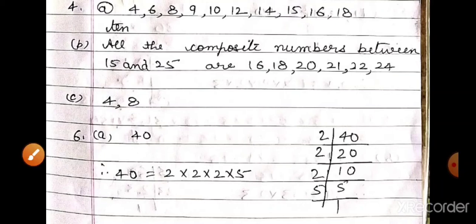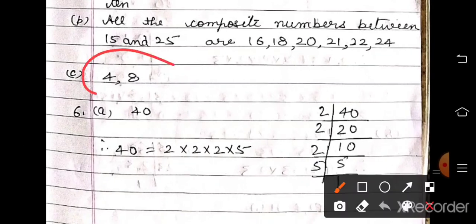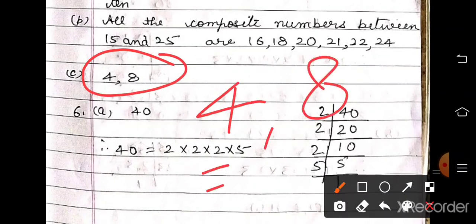Write the two smallest composite numbers whose difference is 4. The smallest composite numbers whose difference is 4 are 4 and 8. 8 minus 4 is 4.